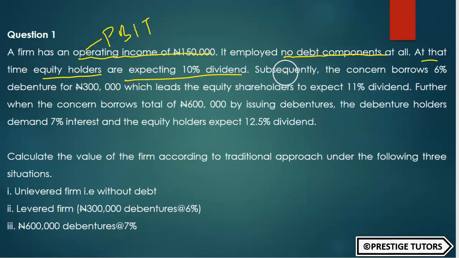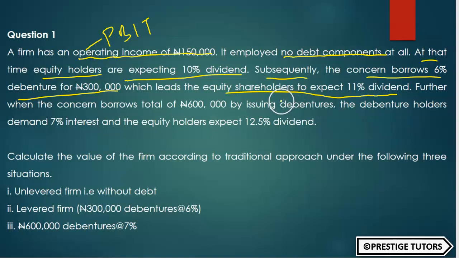That means when the firm has no debts in its capital structure, equity holders requested for 10% of dividend. Subsequently, going further, the concern borrows 6% debenture for 300,000 naira, which means the company goes out to borrow money, that is debt, which leads the equity shareholders to expect 11% dividend.